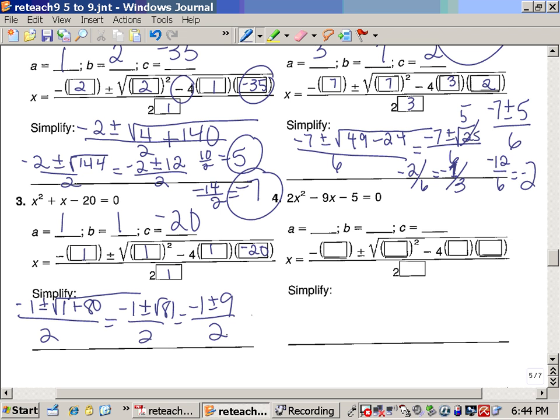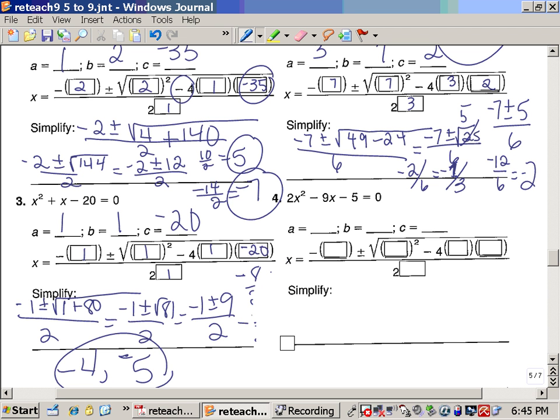minus 9 over 2. Negative 1 plus 9 is negative 8 divided by 2 is negative 4. And negative 1 minus 9 is negative 10 divided by 2, which is negative 5. So my solutions are negative 4 and negative 5. All right, let's try number 4.